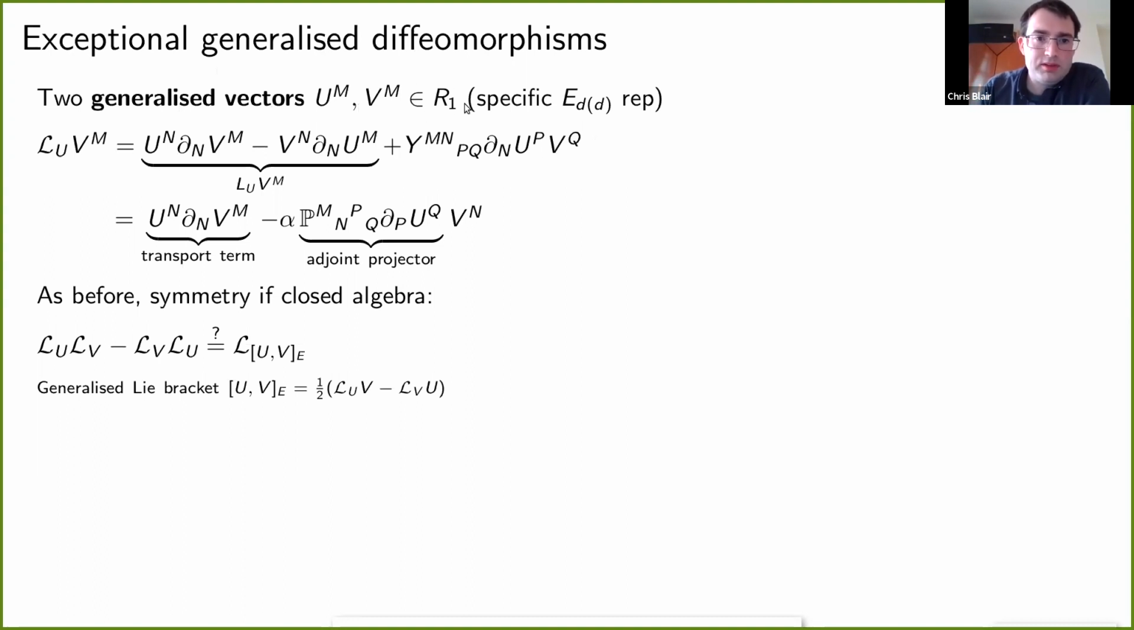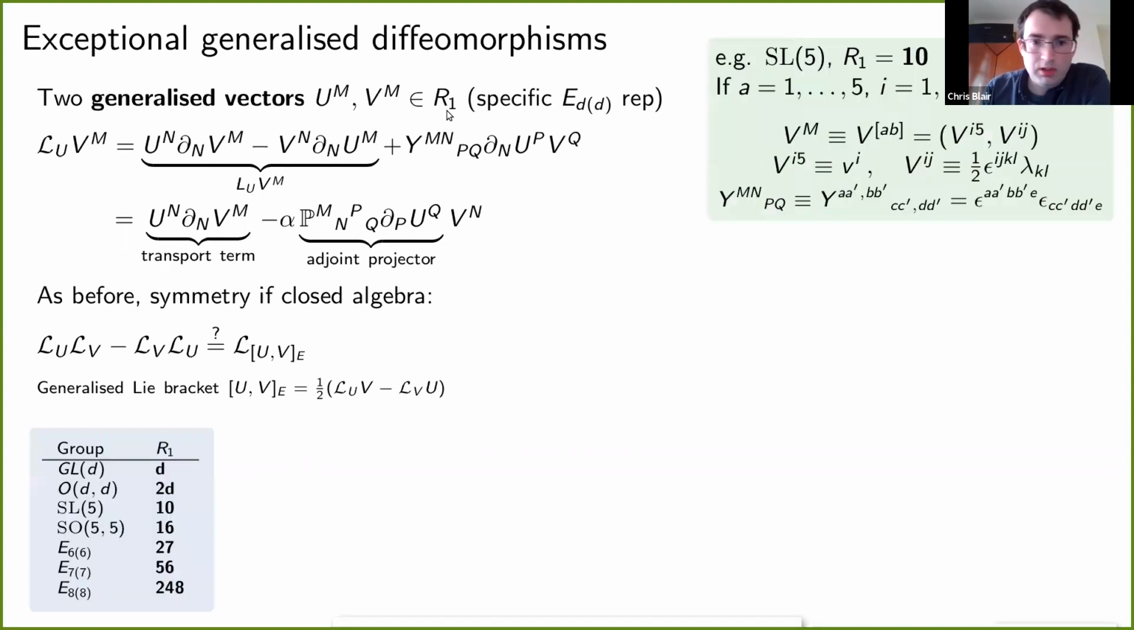All you need to know about them is that they're taken to transform in some specific representation of this exceptional group. I call this representation R1. I'll show a list of it now. And the general form of the generalized Lie derivative looks like the usual Lie derivative and some modification term. So this modification term involves something I call the Y tensor.